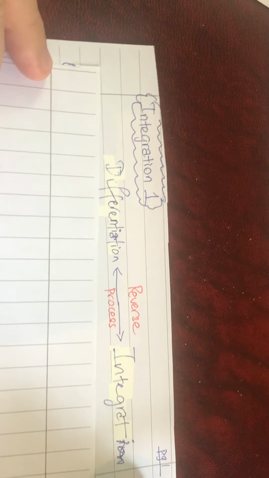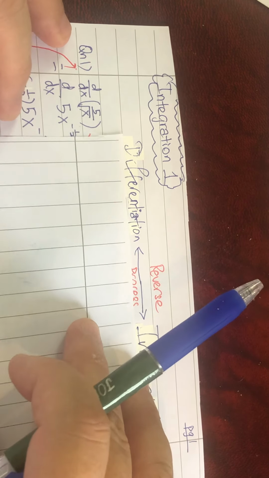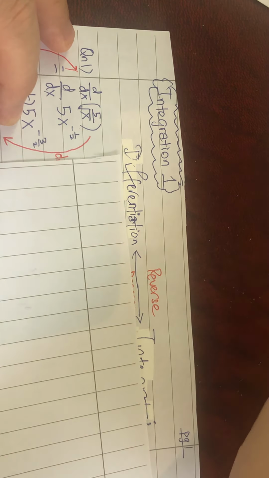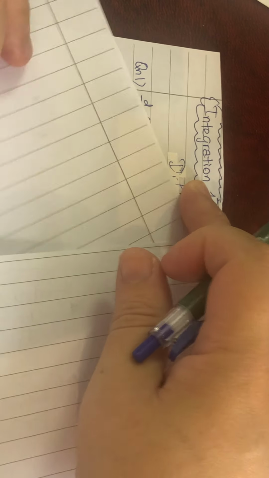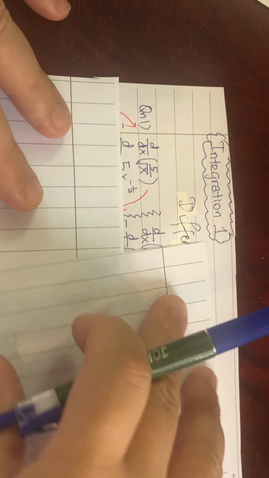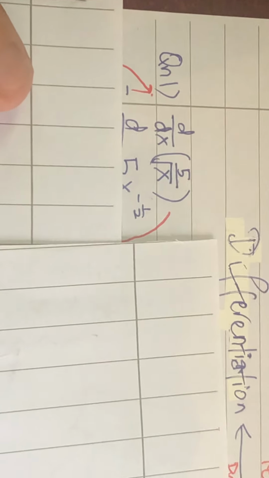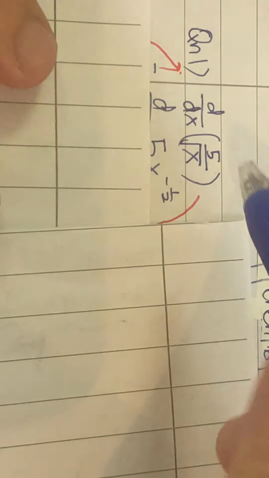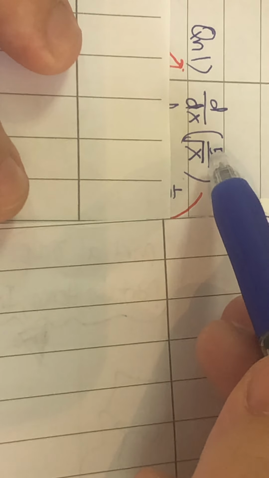Most of you already know that differentiation and integration are reverse processes of each other. And if we were to look at this first question, where you are asked to differentiate this expression, for example, you're given 5 over square root x. You're asked to differentiate this.